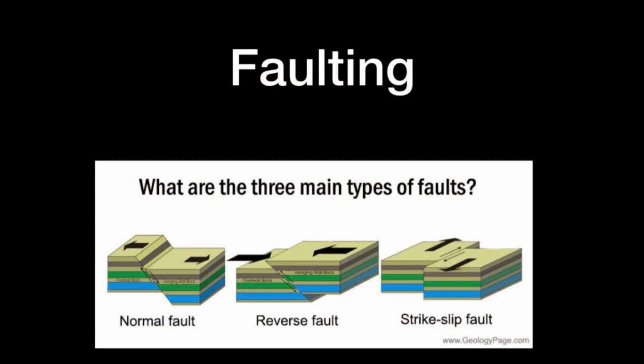The next process we want to talk about is faulting. A fault is a crack in a large block of rock. Faults form when rock is under so much pressure that it breaks. These often happen at transform boundaries and can cause earthquakes.